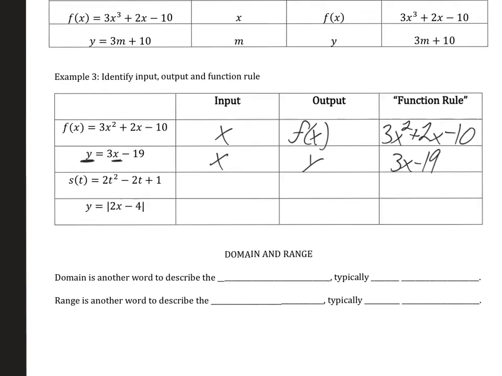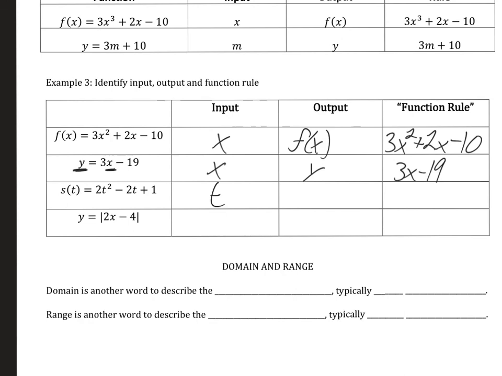Okay, so looking at it, we should have t, s of t, and 2t squared minus 2t plus 1. The very last one, we should have x, y, and the absolute value of 2x minus 4.